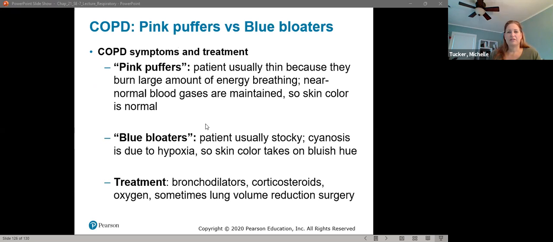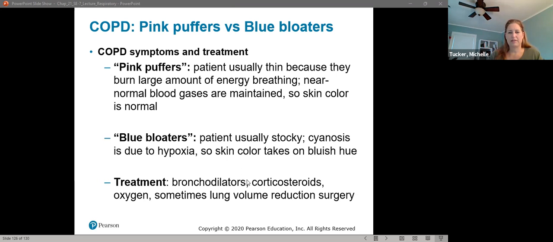COPD symptoms and treatment: patients can be defined as pink puffers or blue bloaters. Pink puffers are expending a tremendous amount of energy in order to keep up a respiratory rate to maintain normal blood gases. Blue bloaters are not able to keep up that respiratory rate for one reason or another, and so their skin color takes on a bluish hue due to poor oxygenation.